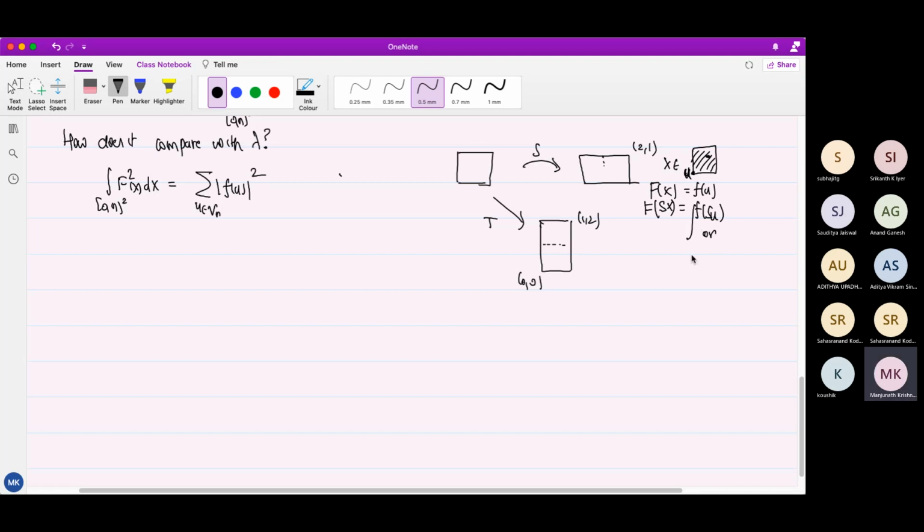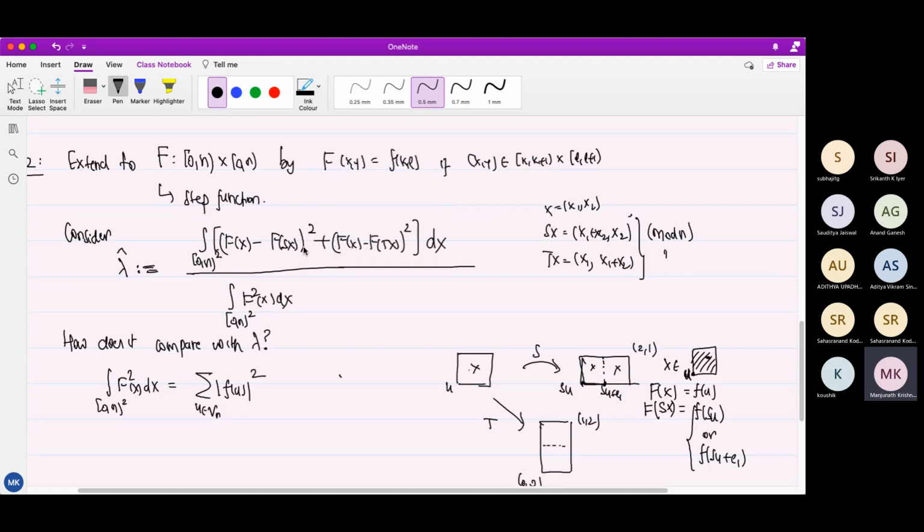It can also be f of su plus e1, because when you map x, if this is u, s will map it to su, but if x is here, it can fall here or here. So the integer coordinate for that could be su, or it could be su plus e1. Both are possible. That's why we don't include e1 here.